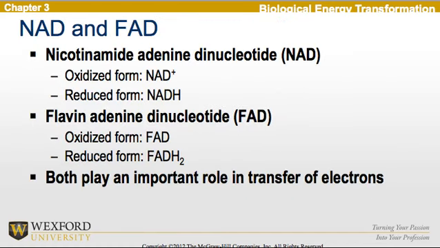Now, if we look at NAD and FAD, NAD is nicotinamide adenine dinucleotide, which is oxidized from NAD plus and reduced from NADH. FAD is referred to as flavin adenine dinucleotide, which is oxidized from FAD and reduced from FADH2. Both play an important role in transfer of electrons.